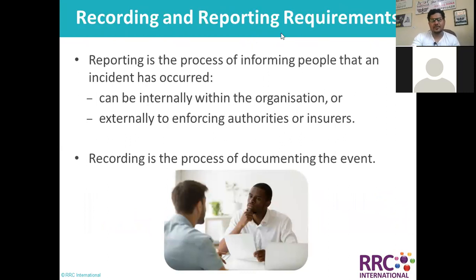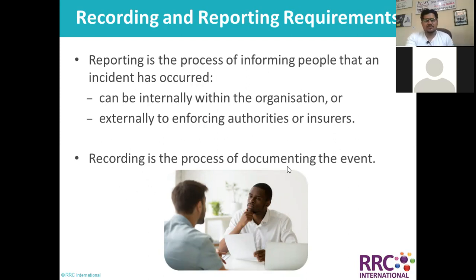Now, recording and reporting requirements. Reporting is the process of informing people that an incident has occurred. It can be internal within the organization or external to the enforcement agencies. Because we don't want to let our employees' morale down, we need to update them: these are the lessons. That is why the lessons learned from any incident or accident will also be displayed on the notice boards. Let everybody be familiar with what happened, how it happened, what actions are being taken, and how they have to learn something from those lessons.